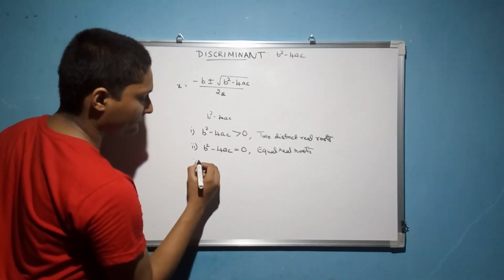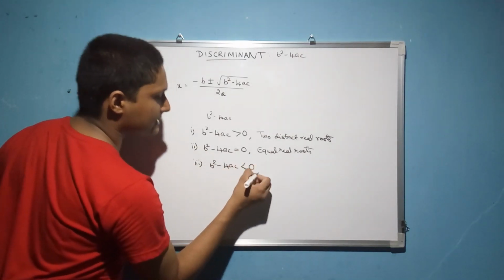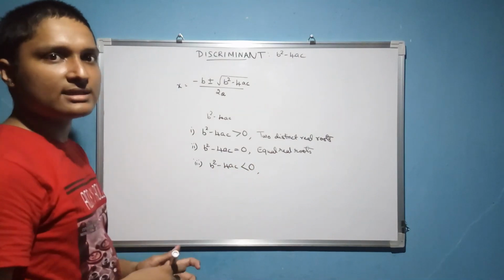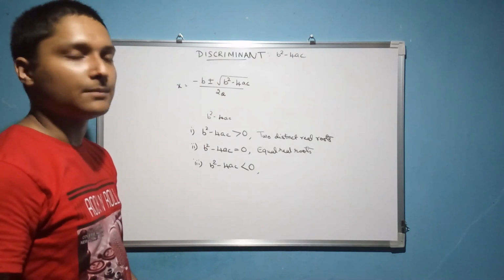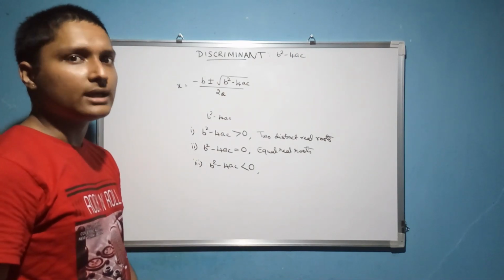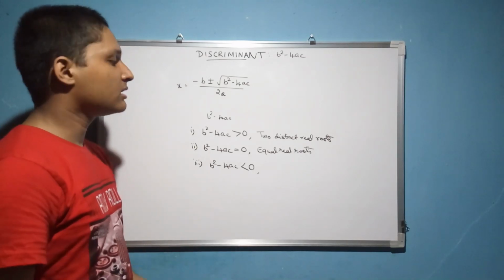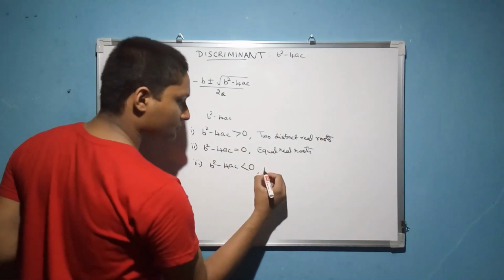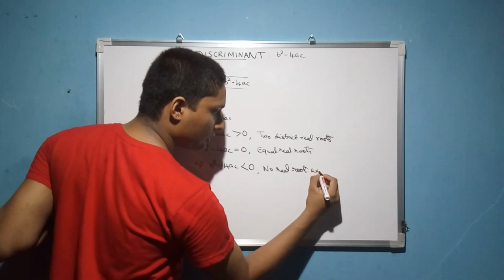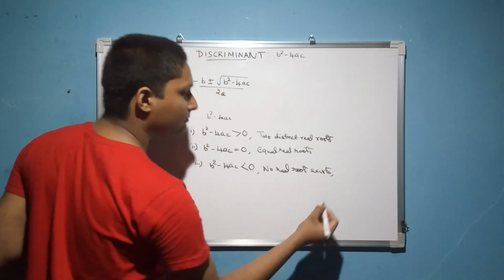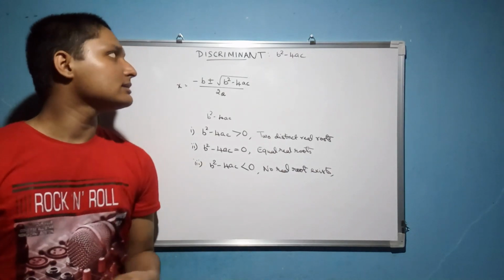Okay, now we have the third case, b square minus 4ac less than 0. If b square minus 4ac is less than 0, inside the square root you are going to get a negative number. The root cannot be applied to a negative number because a negative number cannot be the square of any real number. Therefore, you can say that no real root exists. Okay? That's it about what we need to know about the discriminant.